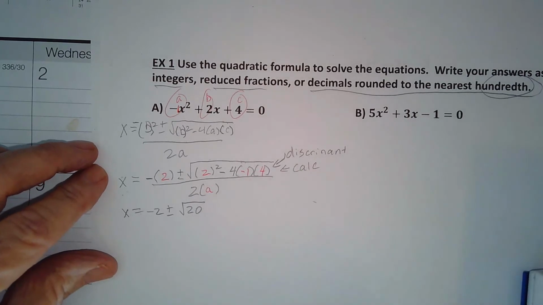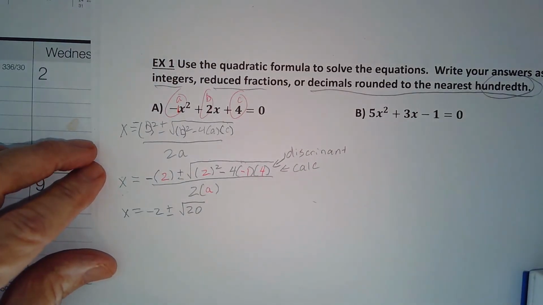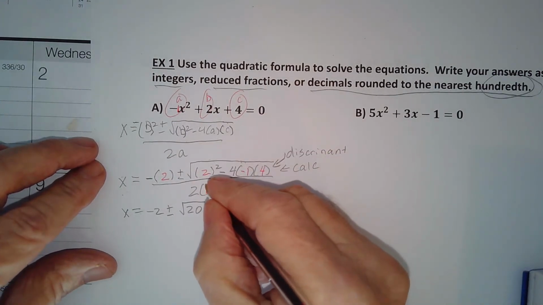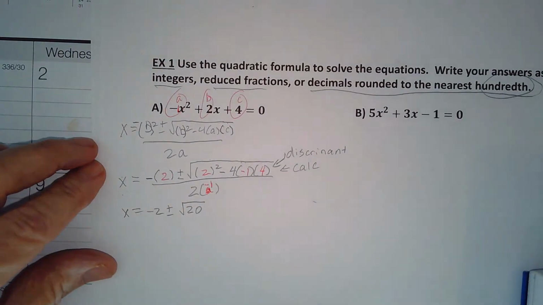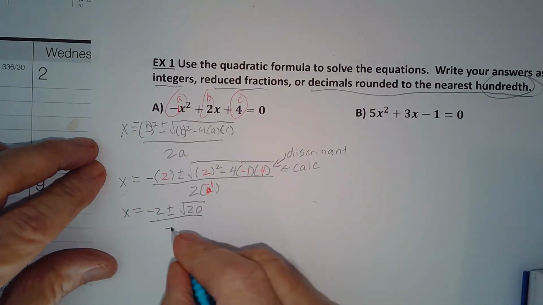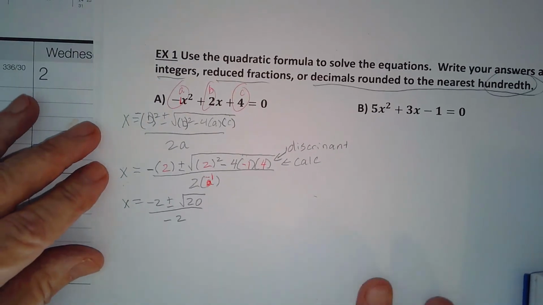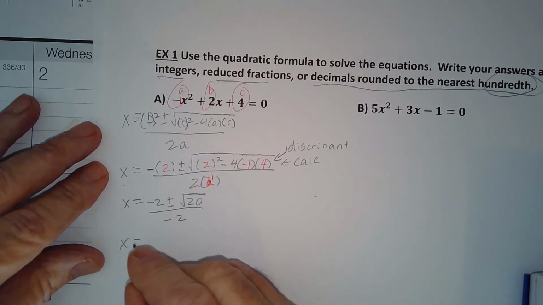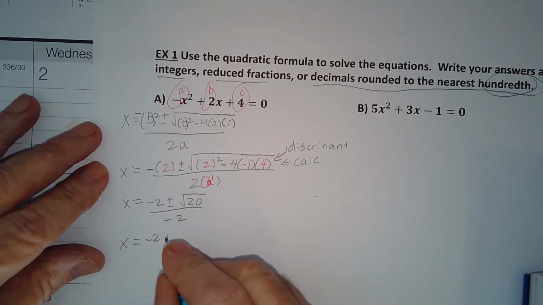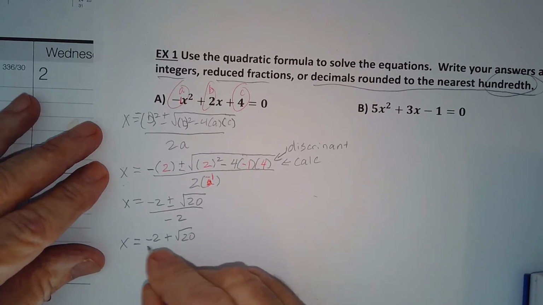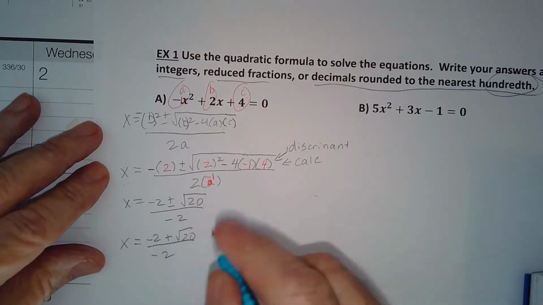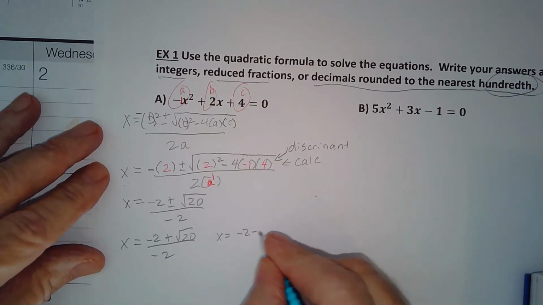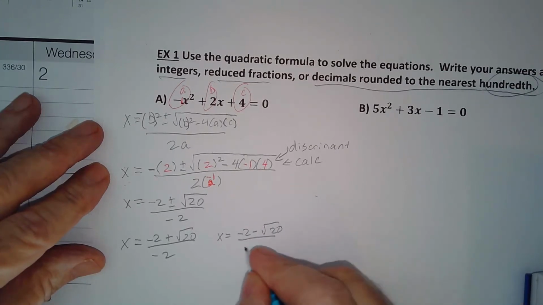And, oh, my a here was, I wrote a instead of my number. My a is negative 1, so this is negative 1. 2 times negative 1 in the denominator is negative 2. Okay? So now it's simplifying very nicely. So I'm just going to set this up into 2 solutions for x. X is negative 2 plus the square root of 20 divided by negative 2. And x is negative 2 minus the square root of 20 divided by negative 2.